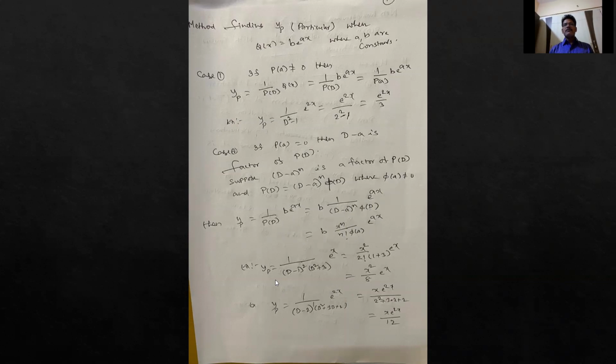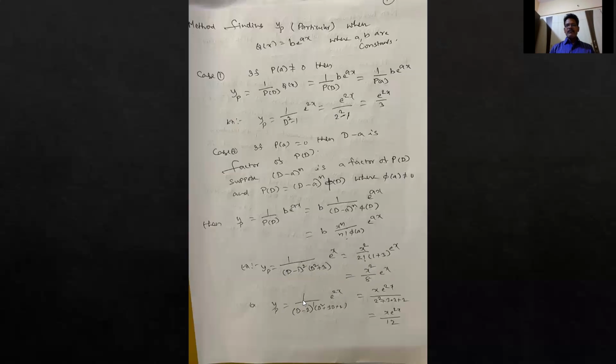For example, a simple example. So yp is equal to 1 by (D minus 1) whole square into (D square plus 3) e power x. So here it is 2 times. D minus 1 comes 2 times. So x square by 2 factorial. Here, write in place of D equal to a, that means 1. So 1 plus 3. So x square by 2 times 4, that is 8, e power x.